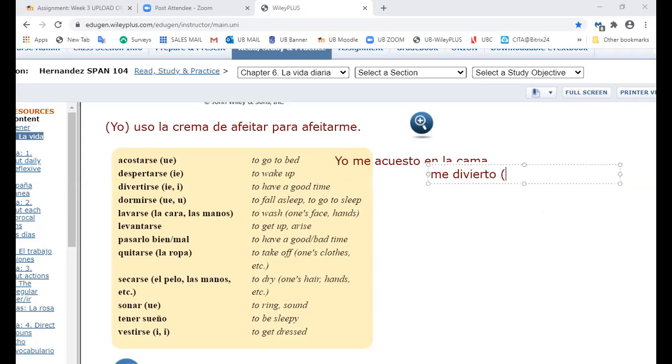Me divierto mucho con mi familia. Ahora, ¿qué pasa? Yo me divierto, ¿sí? What happens?